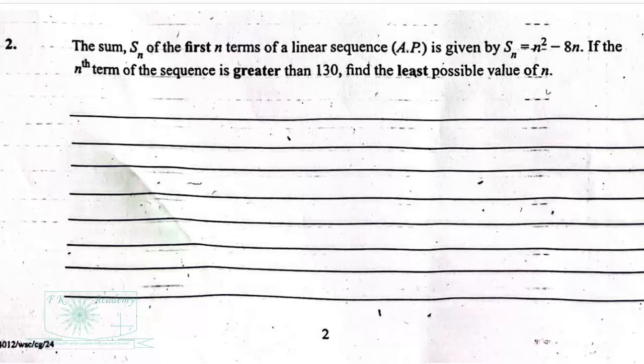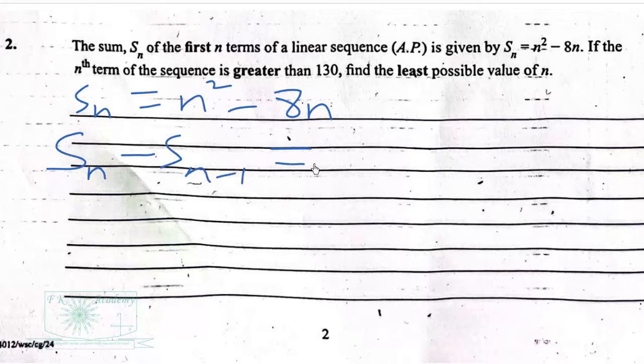Then let's look at the second question. The sum of the first n terms of a linear sequence AP is given by S sub n is equal to n squared minus 8n. If the nth term of the sequence is greater than 130, find the least possible value of n. So, you know, s sub n minus s sub n minus 1 will be equal to u sub n, the nth term.